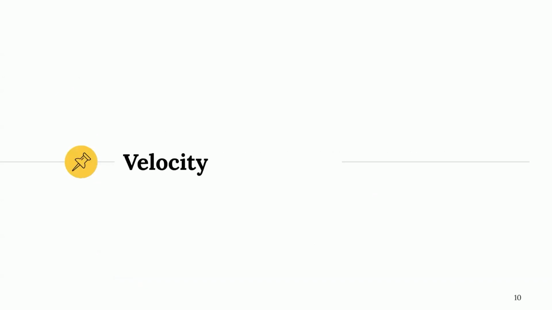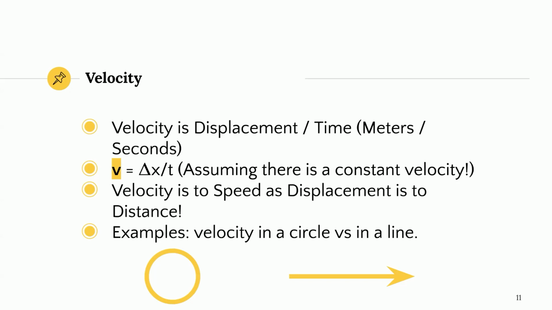Next up, velocity. Velocity is displacement divided by time. We use meters per second. The equation for velocity can be written as v equals delta x divided by t. This is assuming there is a constant velocity. If there isn't a constant velocity, we'll have to use different equations. But if there's no change in velocity, it's delta x divided by t. Velocity is to displacement what speed is to distance. Like I said earlier, velocity is the vector version of speed, which is a scalar. Displacement is the vector version of distance, which is a scalar.